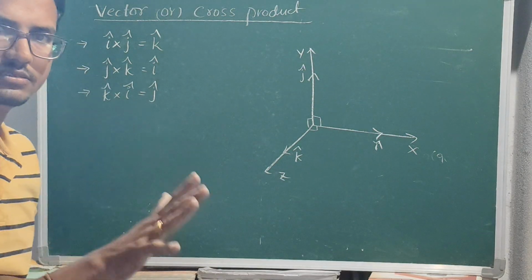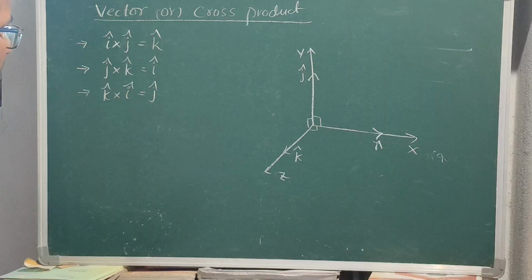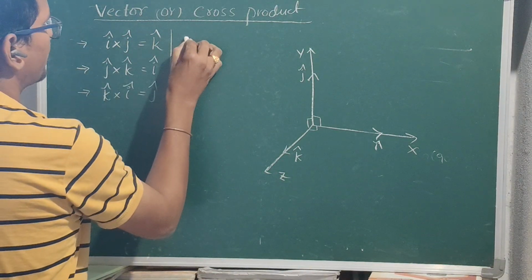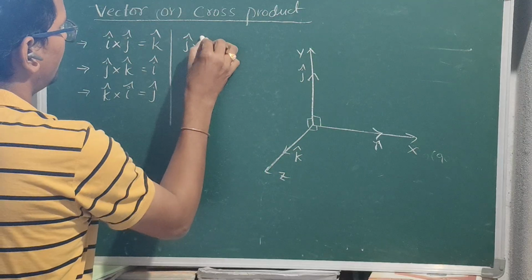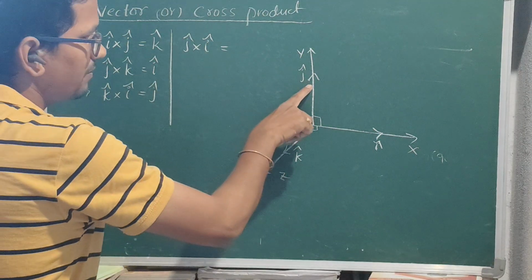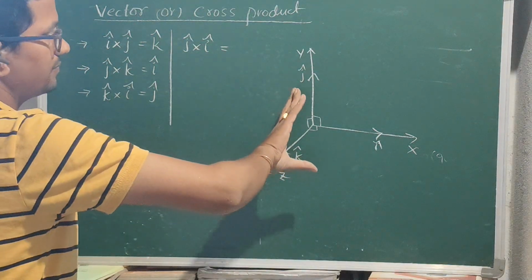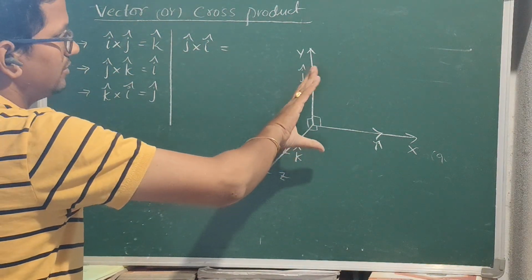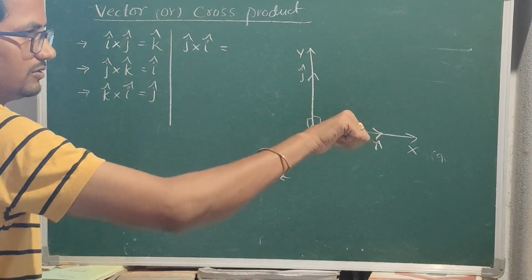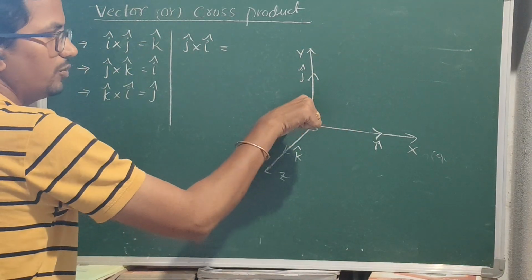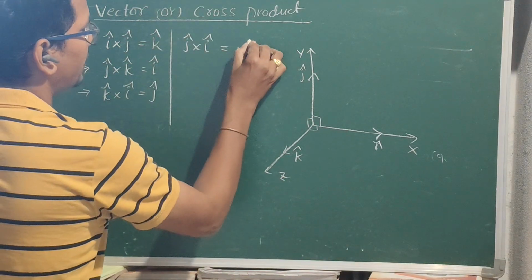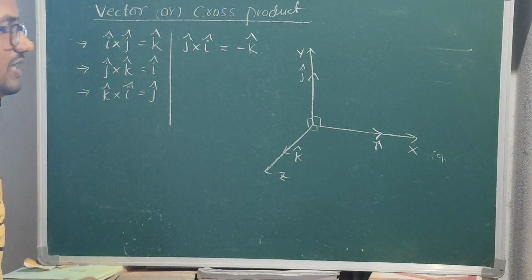By using the right hand thumb rule, we can apply here. Okay, in the same way, we can apply in reverse order. j cap cross i cap. See, listen carefully. j cap cross i cap. Thumb shows into the board. Into the board means negative z axis. Negative z axis means minus k cap. Are you able to understand?